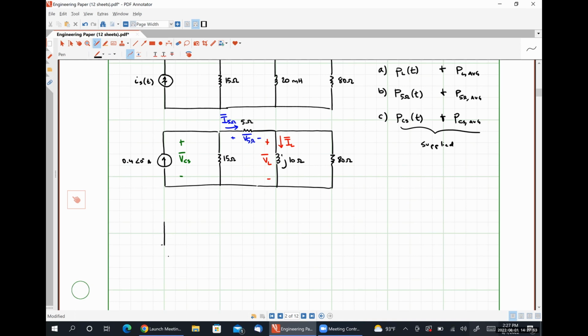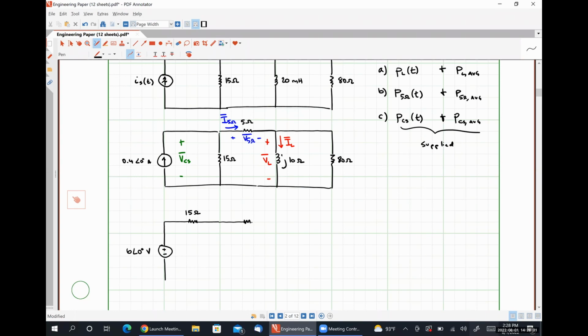So I'm going to have a voltage source in series with my 15 ohm resistor. And the value of the voltage source is simply going to be 15 ohms times 0.4 angle 0 degrees, which looks like 6 angle 0 degrees volts. And now I'm simply going to connect the rest of my circuit.